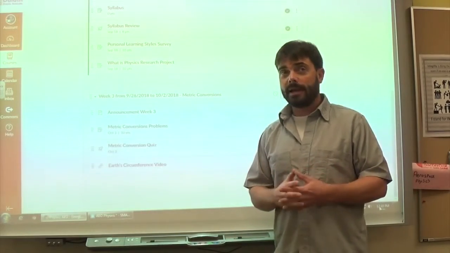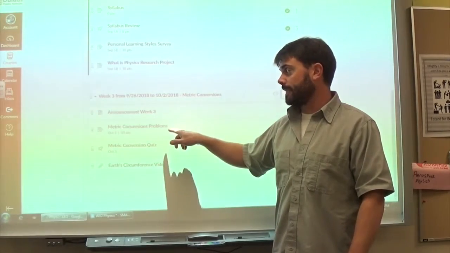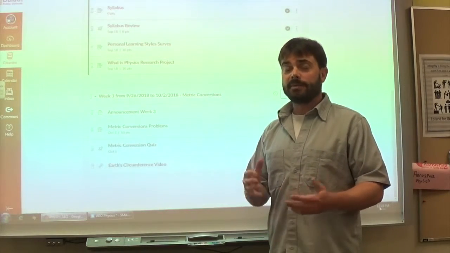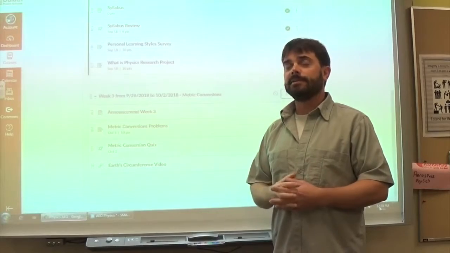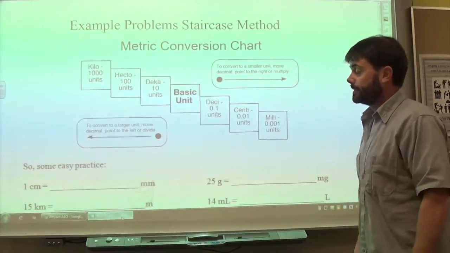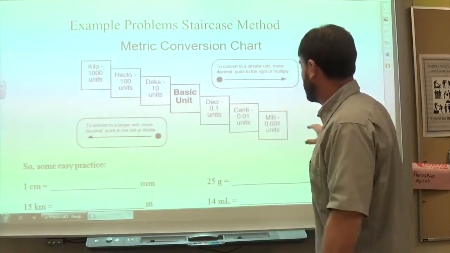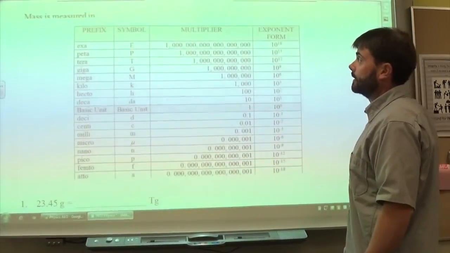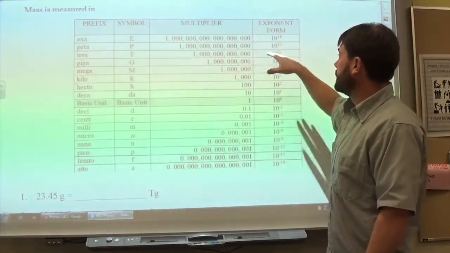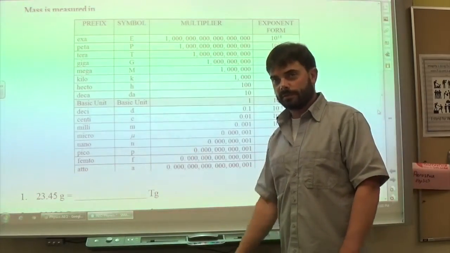What I'm going to do for you right now is show you a bunch of example problems using the tables inside the metric conversion problems assignment, because you're probably going to want to see some examples on how to solve these prior to attempting them on your own. When you open up the metric problems worksheet, you're going to have a couple of different tables. You're going to see one that looks kind of like a staircase, and another one that's a prefix table that lists the prefix, the symbol, multiplier, and then the exponential form. I'm going to show you two different methods for doing metric conversions.